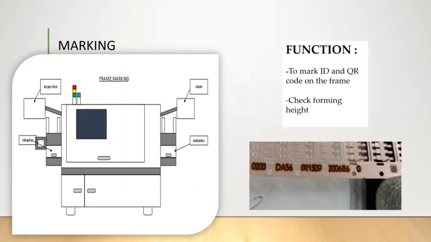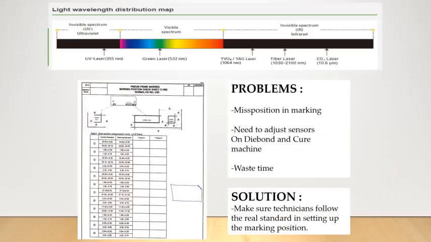So the next machine is the marking, and the function is to mark ID and QR code on the frame. The problem is the misposition in marking, and the technician needs to adjust sensors on die bond and also cure machine. So the solution we suggest is to make sure technicians follow the real standards shown in the slide to set up the marking position.